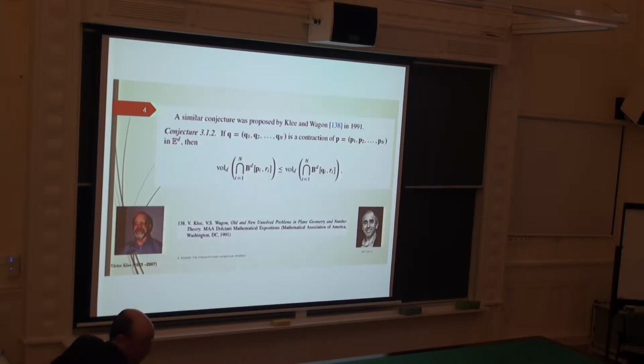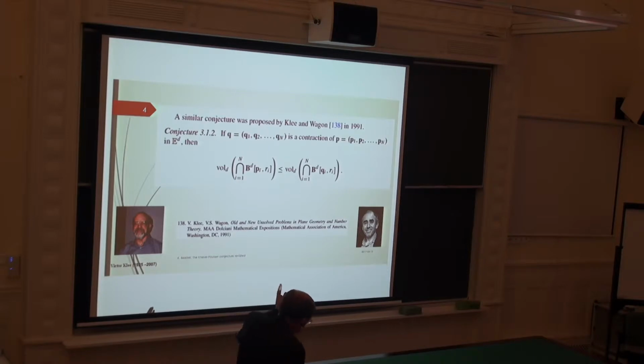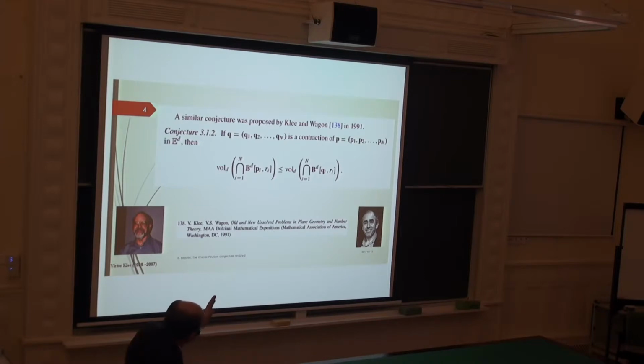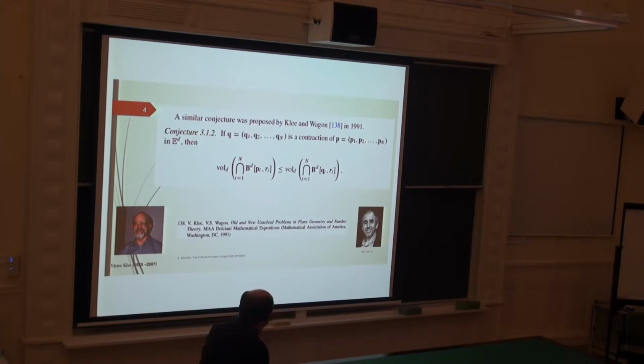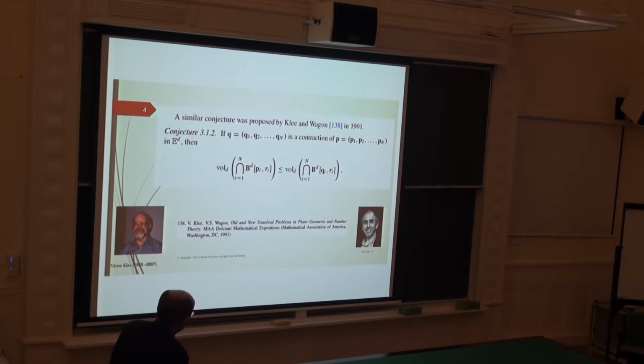There is a close relative to it, which was raised a number of years later. And, I would say that Klee and Wagon are the two people who actually put forward this conjecture for the intersection of the balls. So the setup is the same as before. We contract the point configuration P onto Q, and then the claim is that the volume of the intersection of the balls increases under arbitrary contraction. This is where it was published. This book is a good source for that.